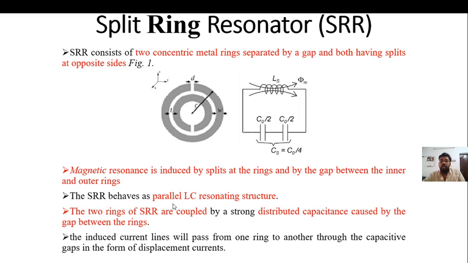The SRR behaves like a parallel LC circuit. The two rings are coupled by a strong capacitance, which is caused by the gap between these two rings. This part is responsible for the capacitance, and the induced current will pass from one ring to the other by means of the displacement current.